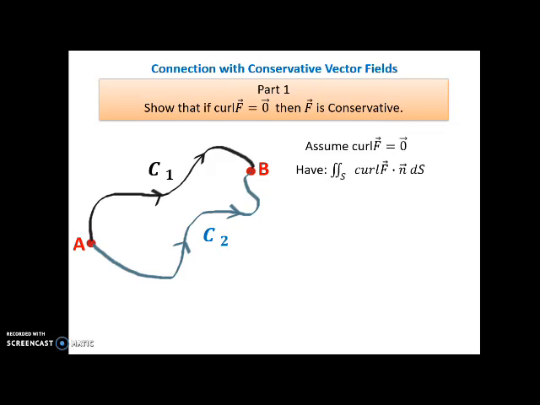That means that the double integral over the surface S of curl f dot n is going to be 0, because we're dotting the 0 vector with n, so no matter what n is, we're going to get 0. And if we integrate 0 over any surface, we're going to get 0.